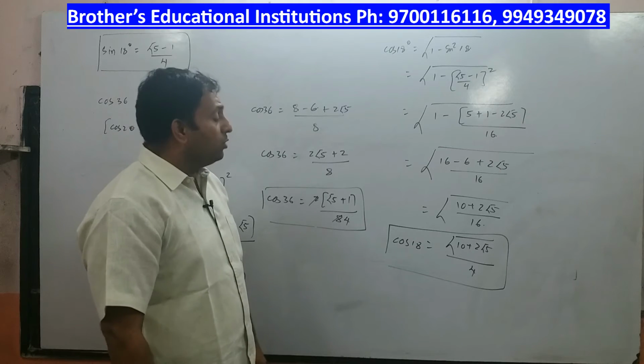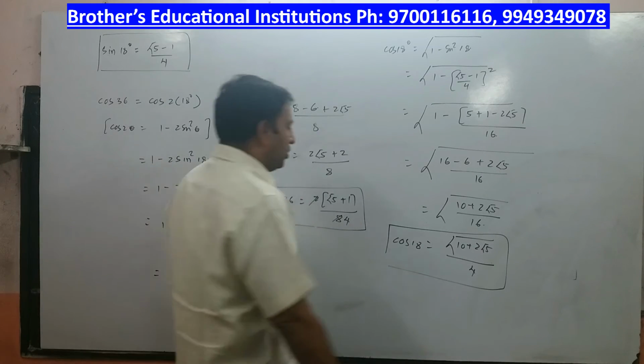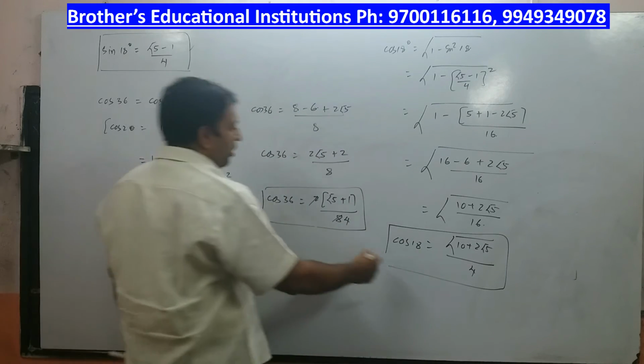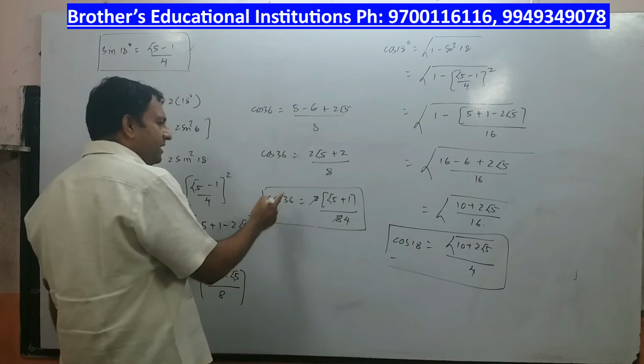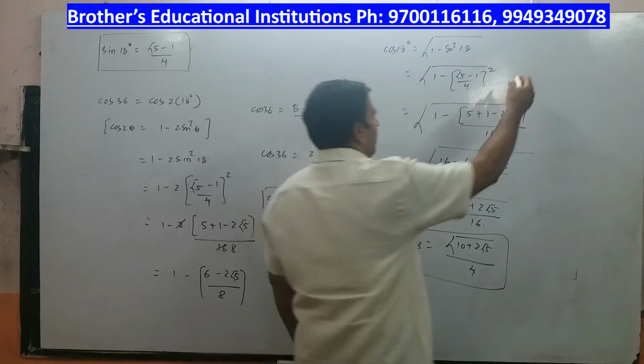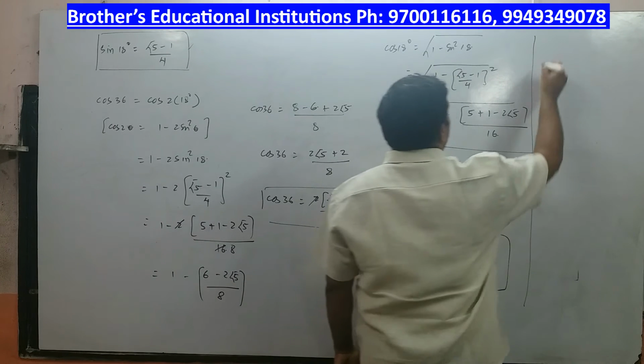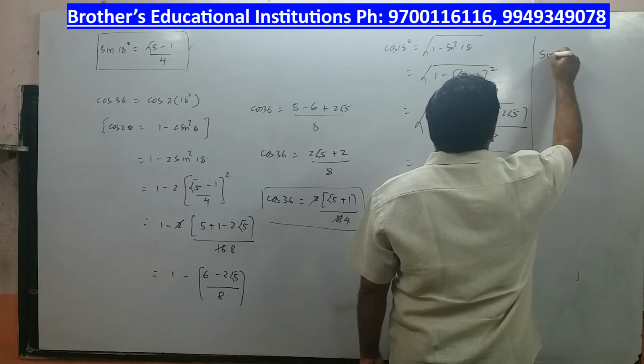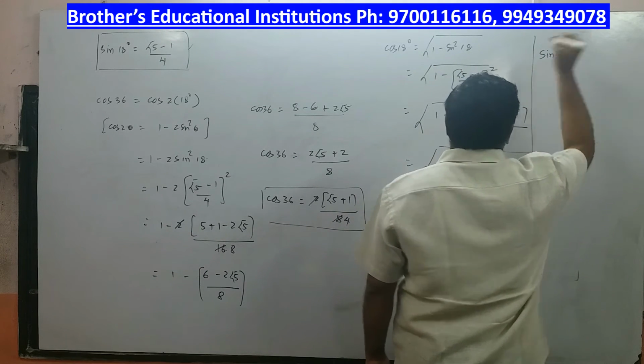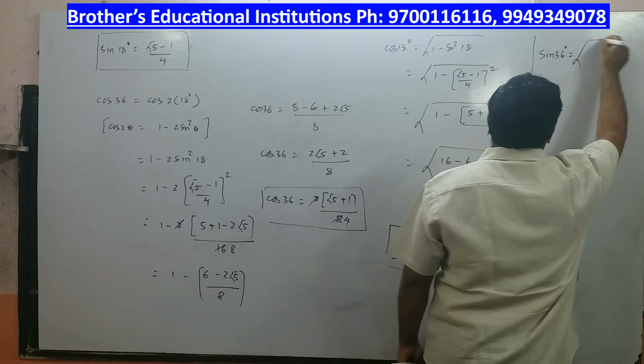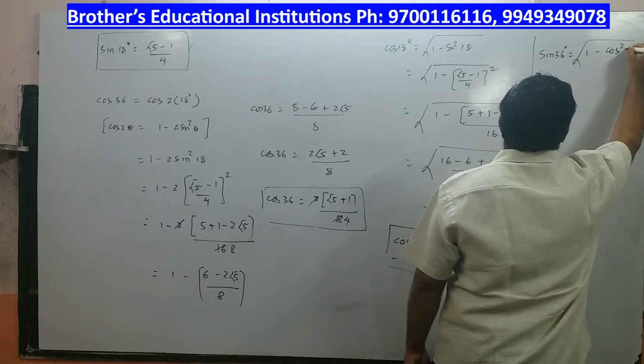Now I want you to calculate the value of sin 36 also. See, we got sin 18, we got cos 18, we got cos 36, now I want sin 36. Similarly, very simple here, let me calculate the value of sin 36 degrees. Sin 36 degrees is equal to under root of 1 minus cos square 36.